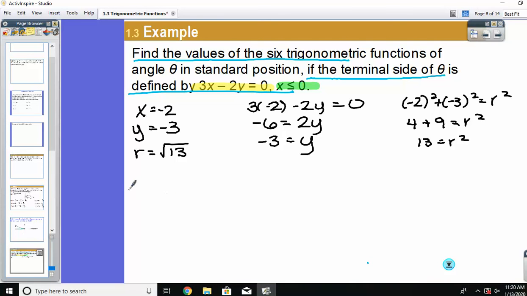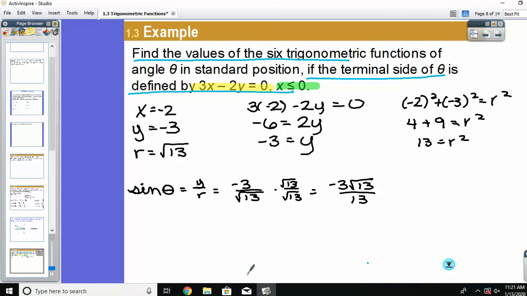Okay, so 6 trig functions. I expect you to put sine, and don't forget your theta symbol. Definition of sine, y over r. So -3 over radical 13. What's wrong with that? Okay, don't leave a radical on the bottom. So we're going to multiply by radical 13 on top and bottom. So we get -3 radical 13 over 13 for our sine. Again, we don't want decimals. Just keep it in that radical form. Just make sure your radical is off the bottom.